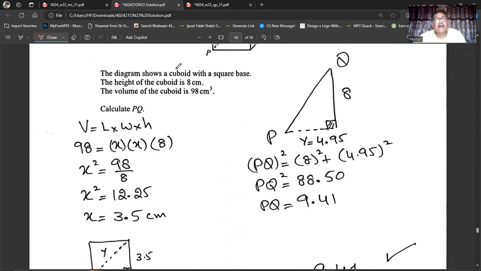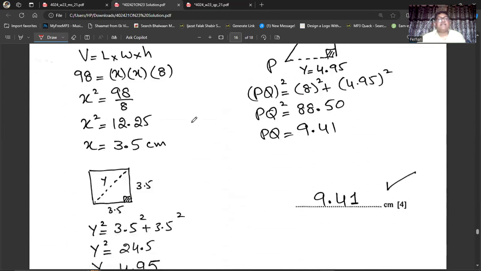So the formula for the volume is length into width into height. So the volume is 98 centimeter cube, and the length is suppose x. The width is also x because the base is square, so its length and width is same. And the height is 8. So the x square will be equal to 98 divided by 8. So x square is 12.25. Take square root on both the sides. So the x will be 3.5. So the side of the base I know is 3.5.